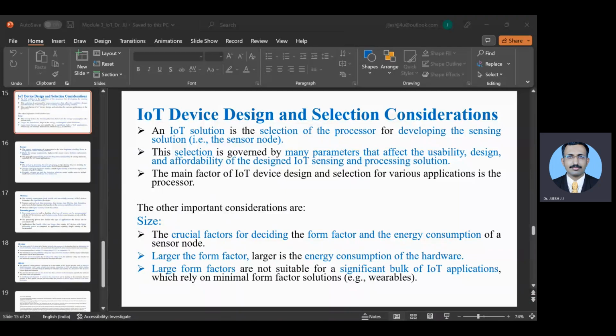Low size, less size, and high energy means it should be capable of withstanding a longer duration. Energy consumption is very important. So all those parameters you have to take care of. So let us see the first one, the size.